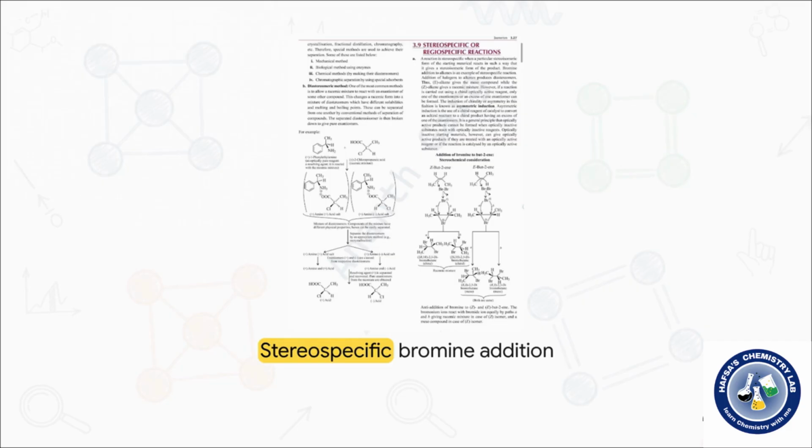If we start with the Z isomer, where the methyl groups are on the same side, we get a racemic mixture, which is essentially a 50-50 mix of two enantiomers. But run that exact same reaction on the E isomer, where the methyl groups are on opposite sides, totally different result. You get a single optically inactive meso compound. The shape you start with literally locks in your final destination.